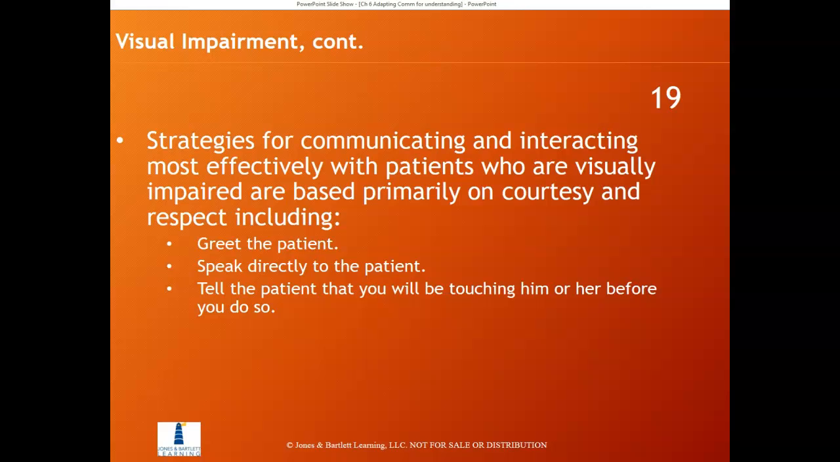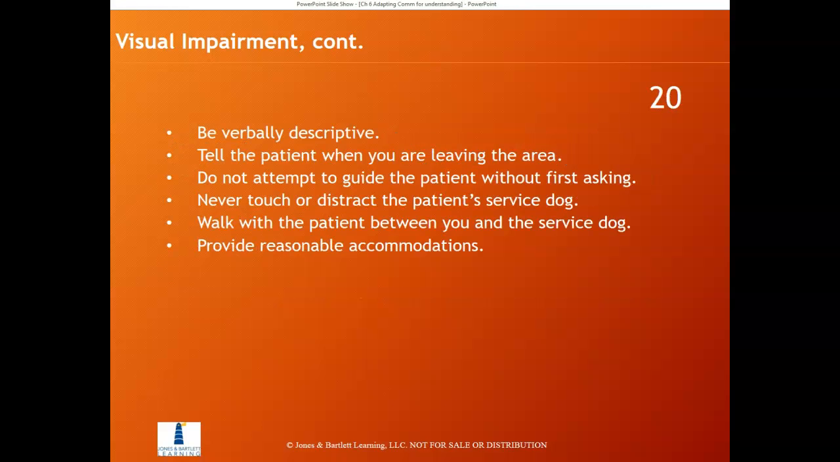Make sure to greet the patient, face to face, speak directly to the patient, and tell the patient that you will be touching him or her before you do so. We should always obtain consent for touch prior to placing our hands on the patient. We want to be as verbally descriptive as possible. It's extremely important to have a large vocabulary bank to be able to do this.